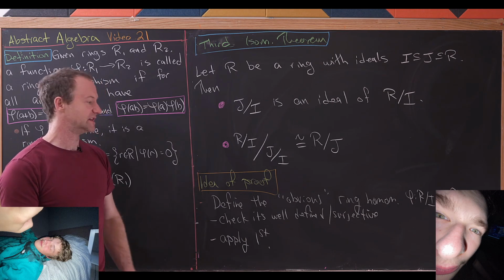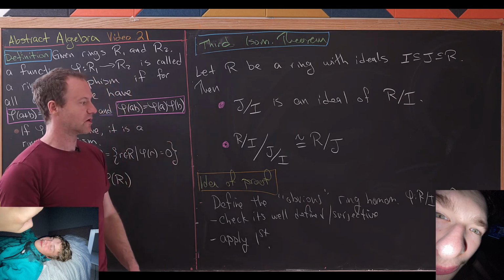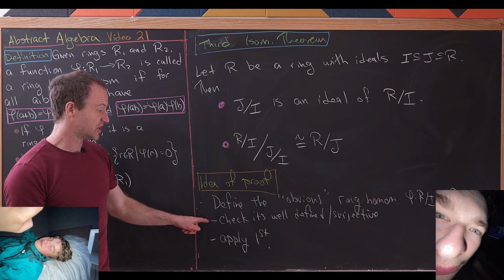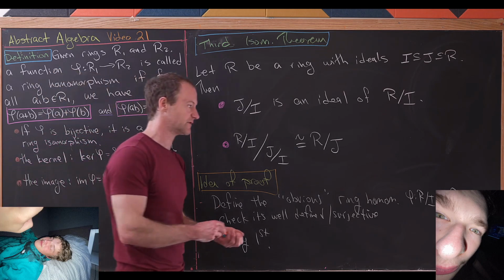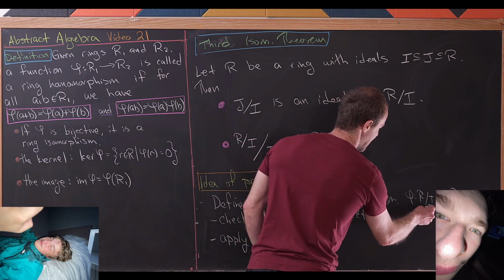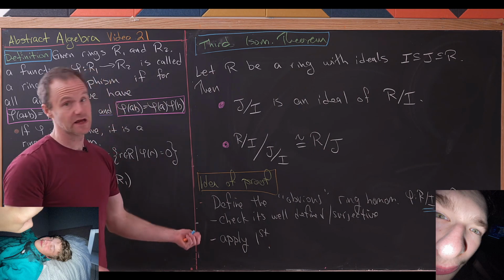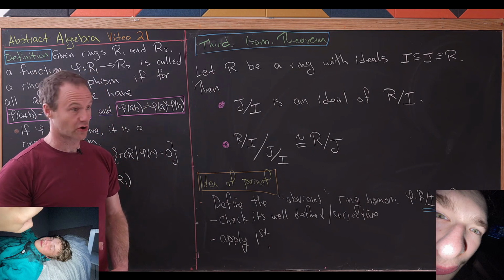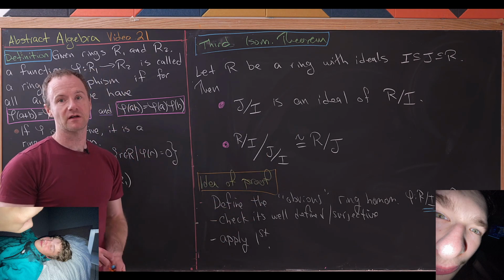And here's the idea of the proof. You want to define the obvious ring homomorphism from R mod I to R mod J. You'll have to check that it's well defined and surjective. You have to check that it's well defined here because notice your domain is made up of cosets. And then again, apply the first isomorphism theorem. So find your kernel. Your kernel should be this J mod I. Okay, so now I'll leave you with some warm-ups.